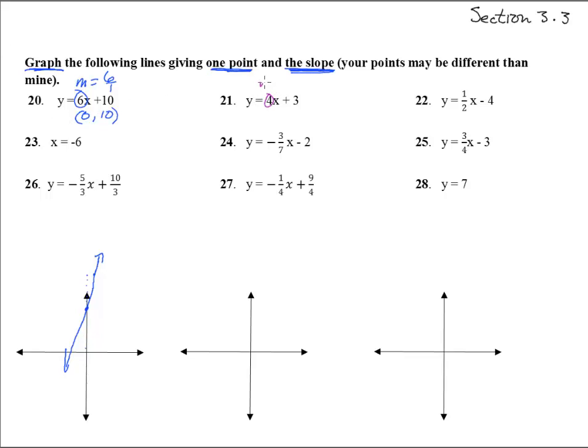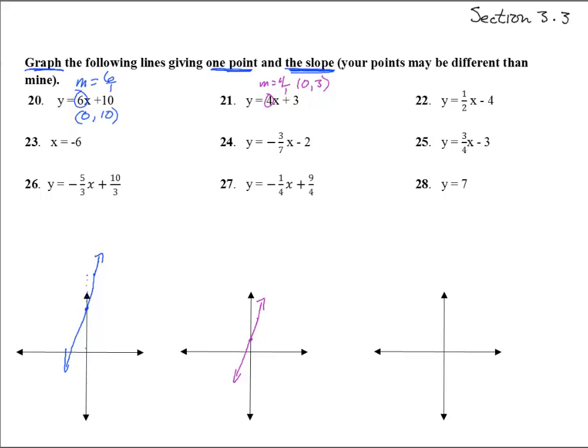Number 21. Here's our slope, m equals 4, and the intercept 0, 3. So 0, 3, and the slope is 4. We can write that as 4 over 1 if we make it easier. 1, 2, 3, 4, 1. And it's like that. Good.